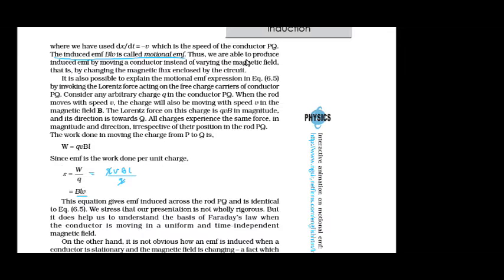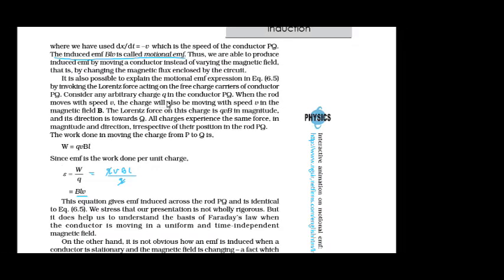Thus, we are able to produce induced EMF by moving a conductor instead of varying the magnetic field, that is, by changing the magnetic flux enclosed by the circuit. It is also possible to explain the motional EMF expressed in equation 6.5 by invoking the Lorentz force acting on the free charge carriers of conductor PQ.